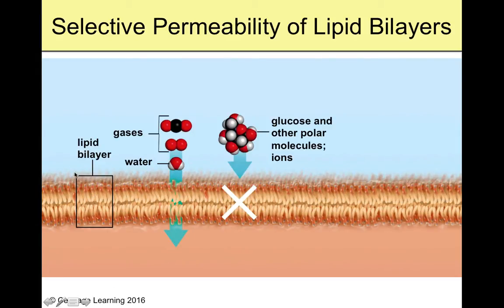So here is this cool little diagram where our lipid bilayer exists. This is the inside of our cell. This is the extracellular fluid. Gases, so let's see, probably carbon dioxide, oxygen gas, and a water molecule. They're not really charged, and they can pretty much just shoot right through here.